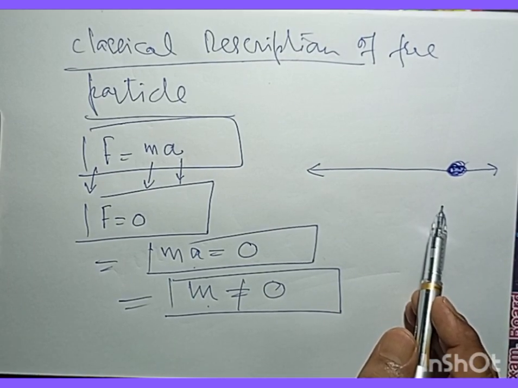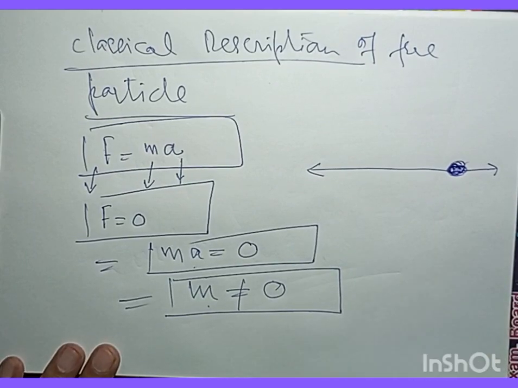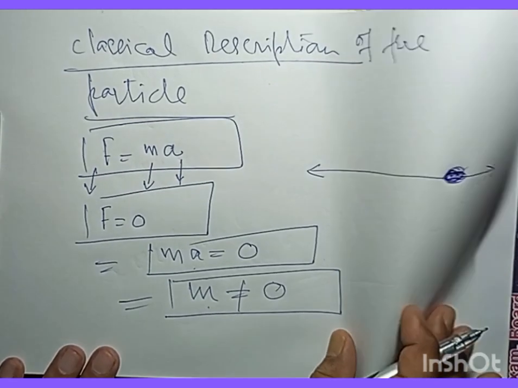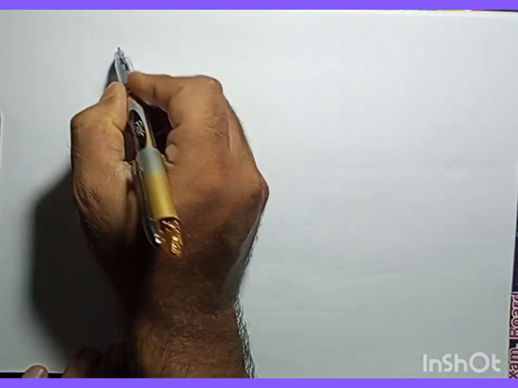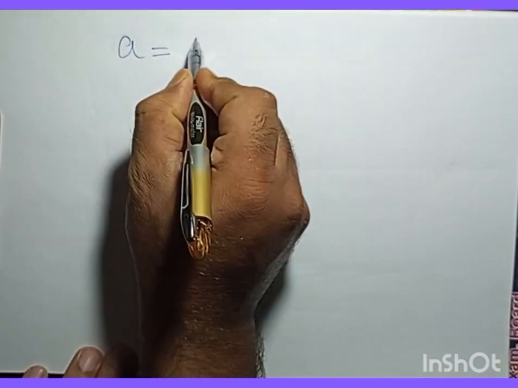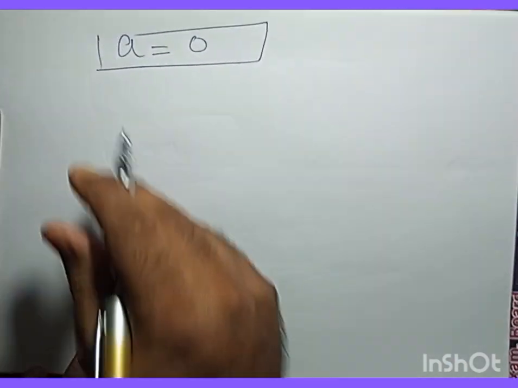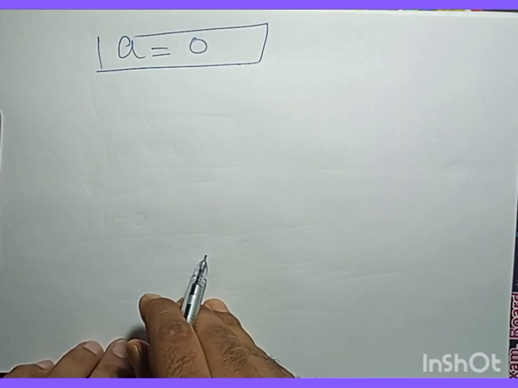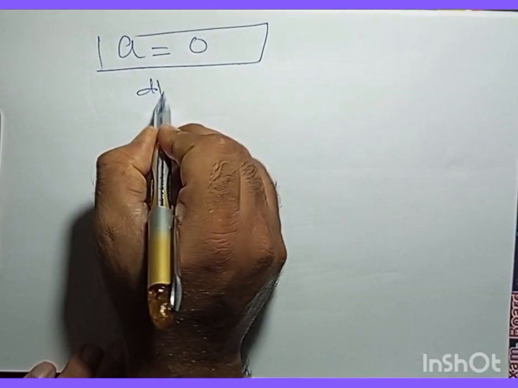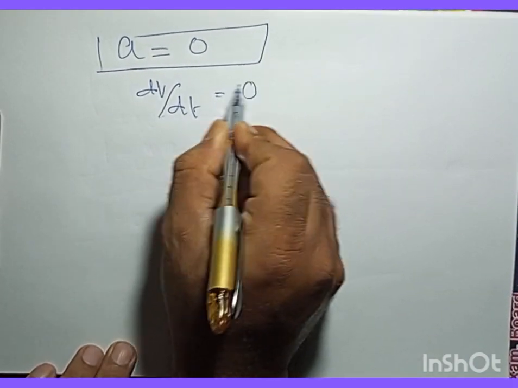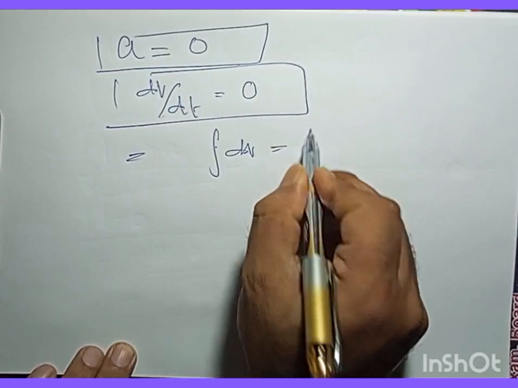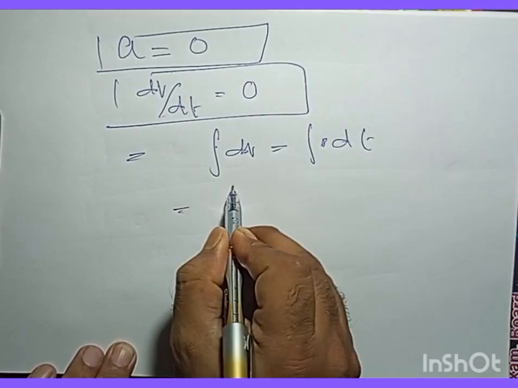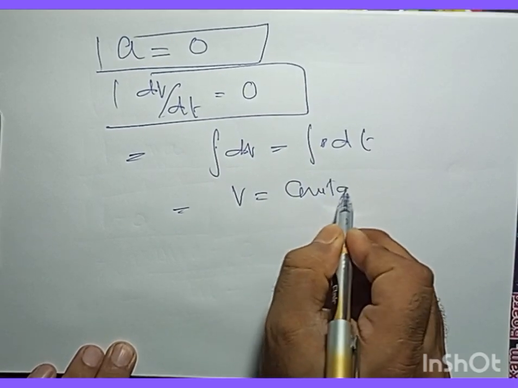And since the acceleration is zero, what does that mean now? The velocity of the particle will remain constant, because acceleration is dv by dt. So we can write the integral of dv is the integral of 0 dt. So v is simply a constant.